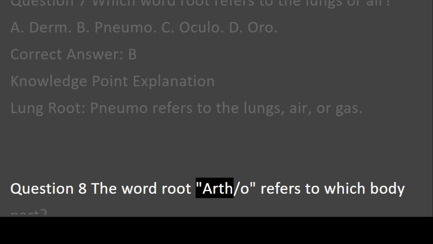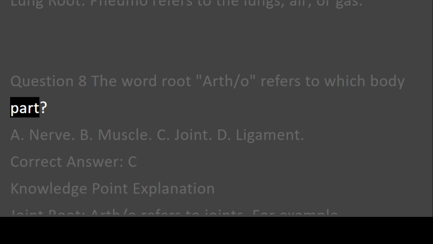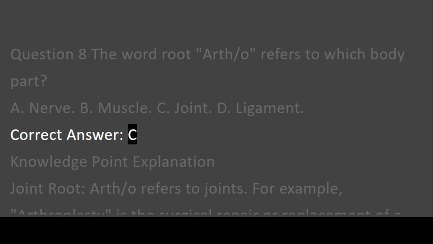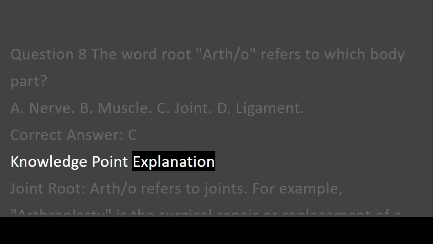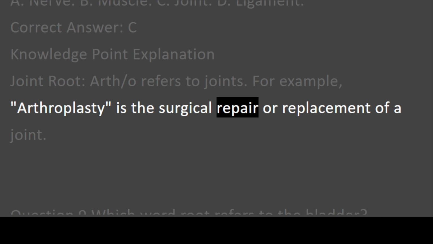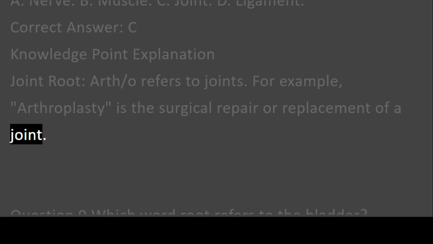Question 8. The word root arthr/o refers to which body part? A. Nerve. B. Muscle. C. A joint. D. A ligament. Correct answer, C. Knowledge point explanation. Joint root, arthr/o refers to joints. For example, arthroplasty is the surgical repair or replacement of a joint.